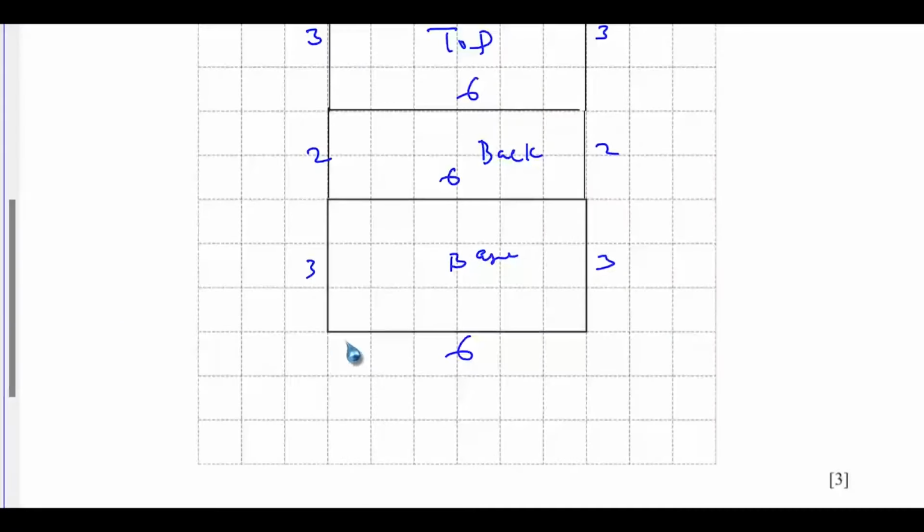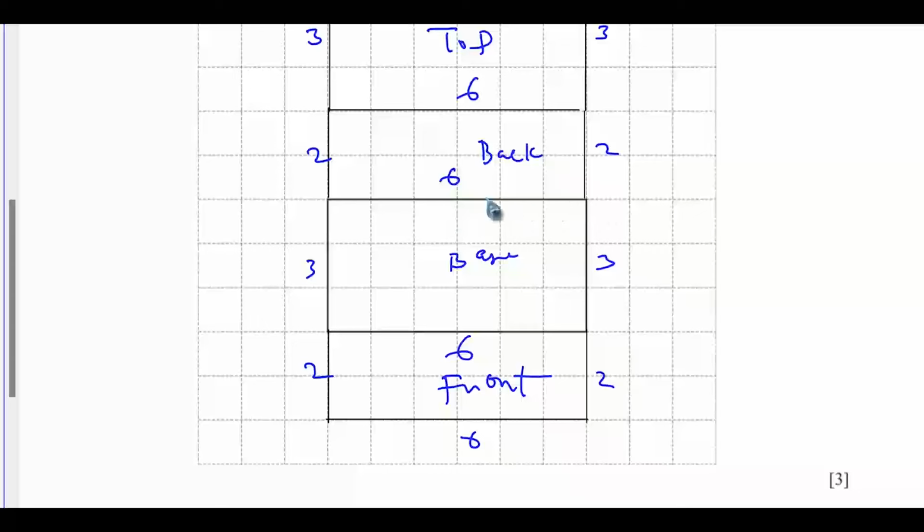So I need to draw the front, and it must be 2 by 6 because this is the back. So it will be 2 by 6. Let's draw 1, 2, and let's complete this. So this will be 2 by 6, and that will be the front.